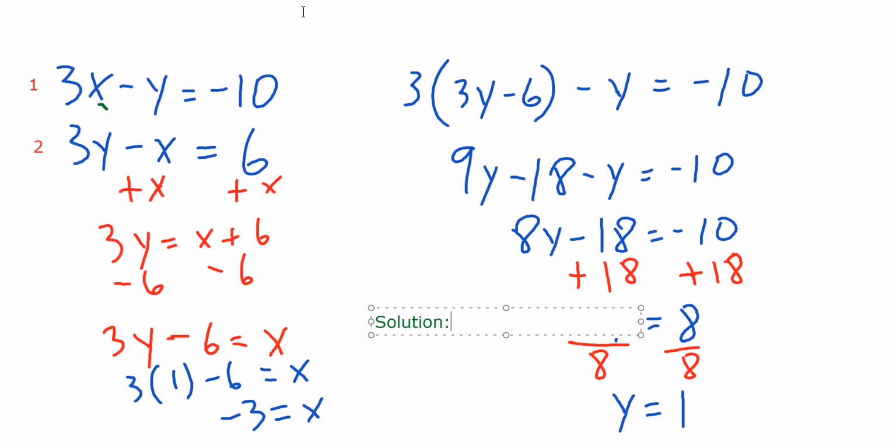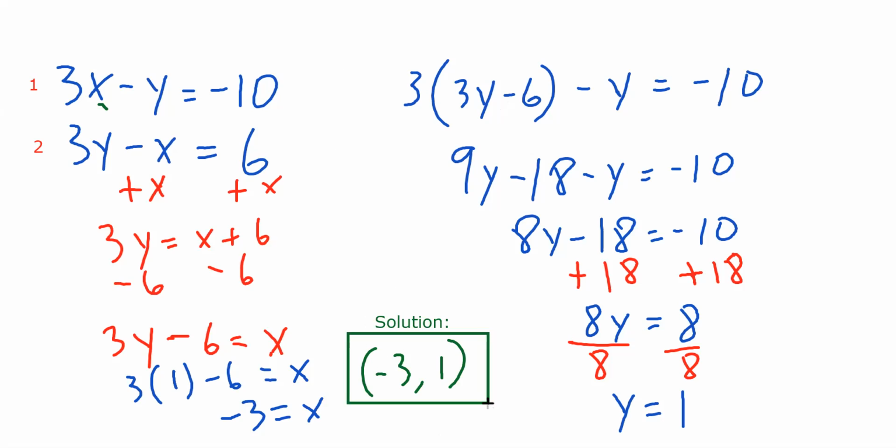So my solution will be negative 3 for x, 1 for y, so it'll be the ordered pair, negative 3 comma 1. And that's our final answer there.